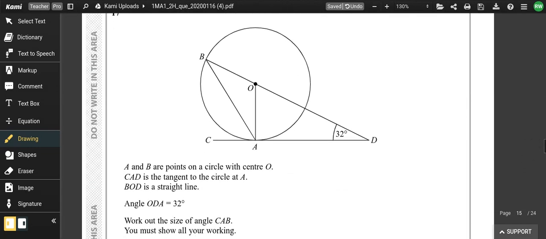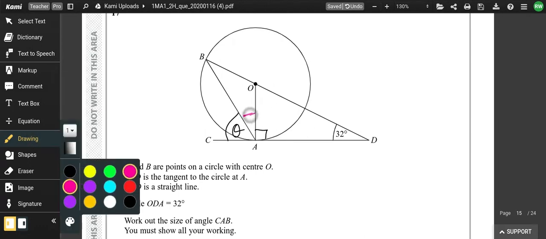Okay, circle theorems. We've got a tangent going to the center, so that makes that 90. We need to work out the size of angle CAB. That's that one in there. So you should be able to see that we need that angle in there because we've got the 90. If we can work out that angle, let's call that X, then we can take it from 180 and the 90 and we'll find out theta.